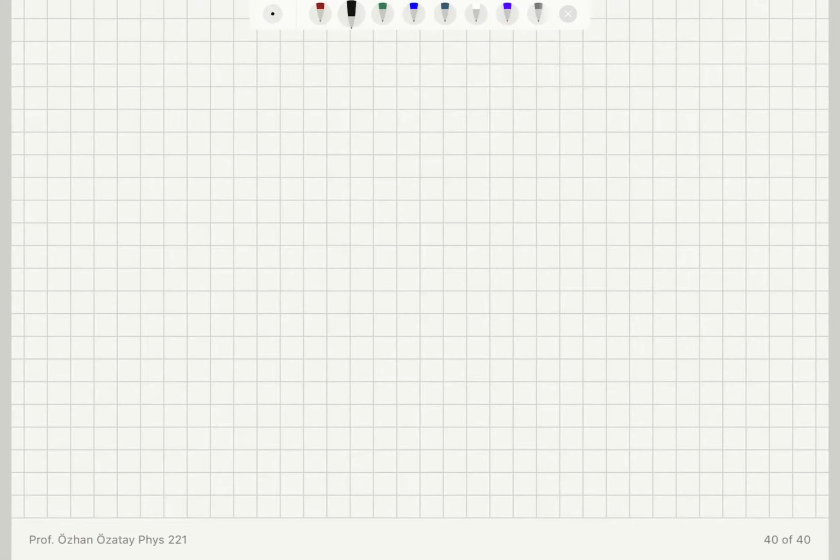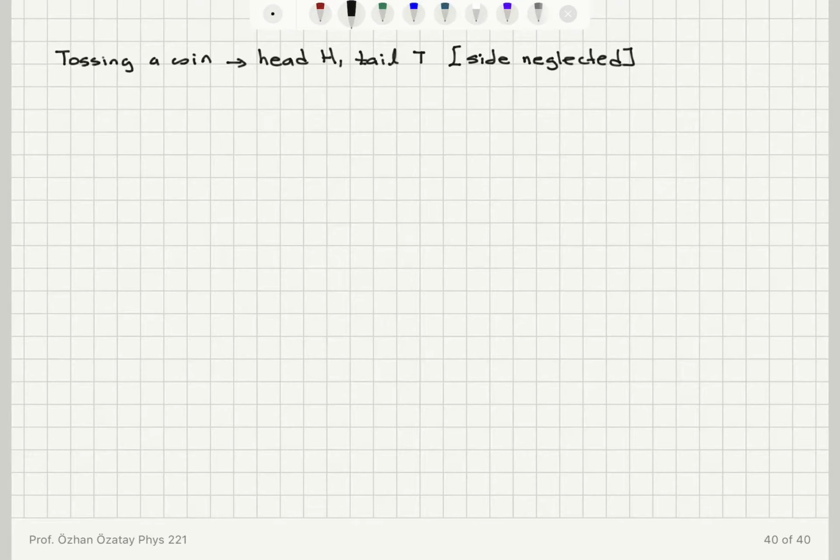So for this experiment, tossing a coin, I have two possible outcomes. Head, I denote this with H, tail, T, and the other outcome, side, neglected. Okay, so that's very rare, so I'm going to neglect this possibility.